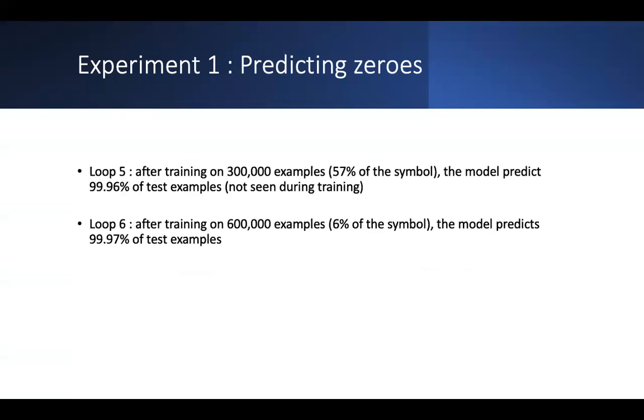If you do that on loop 5, you train on 300,000 examples. That's about 60% of the symbol. And you can predict the 10,000 reserved test examples that weren't seen. You can predict all of them except 4. So yes, you can. Loop 6, you can do it. You only need 6% of the symbol to predict the rest. So the model, we don't know what it does, but the model is able to calculate the zeros, which saves a lot of time.